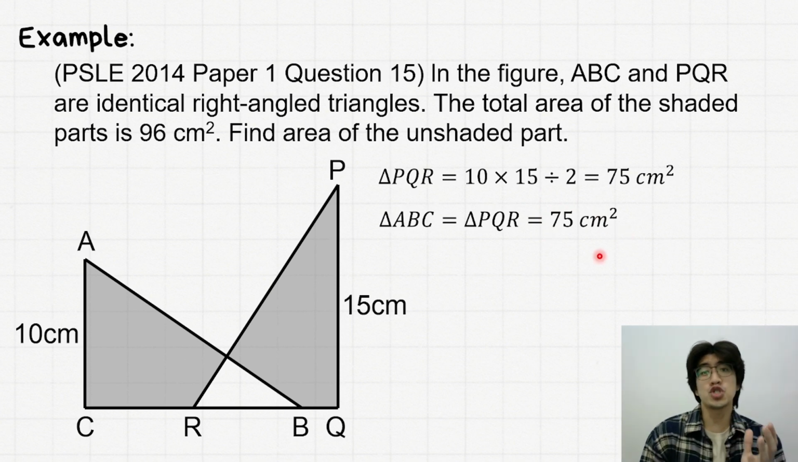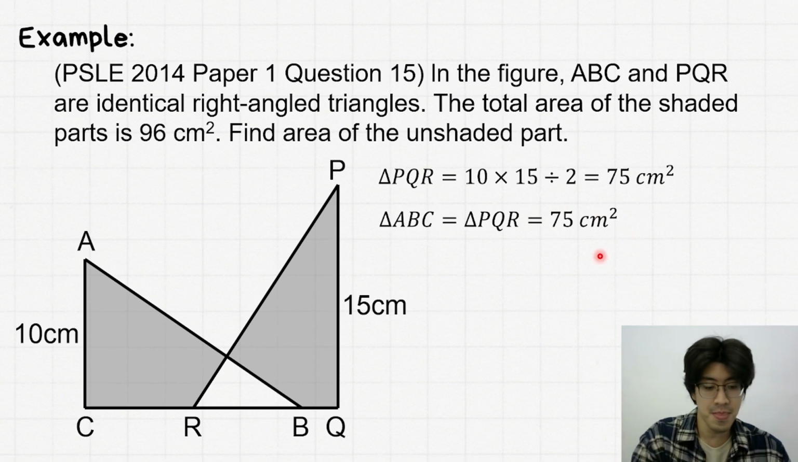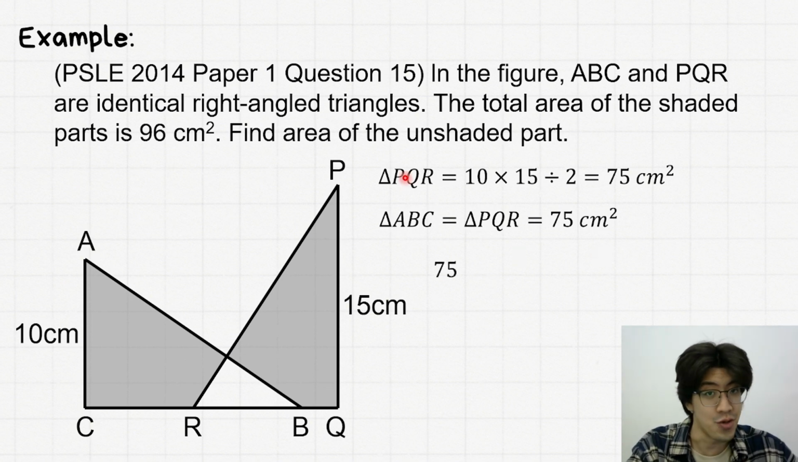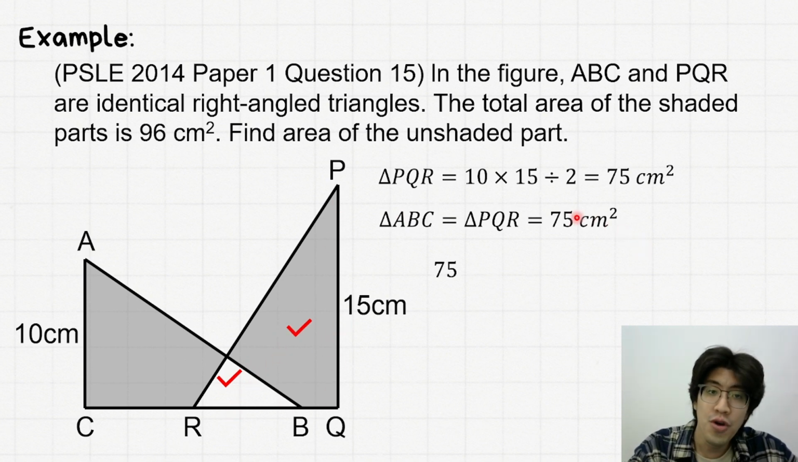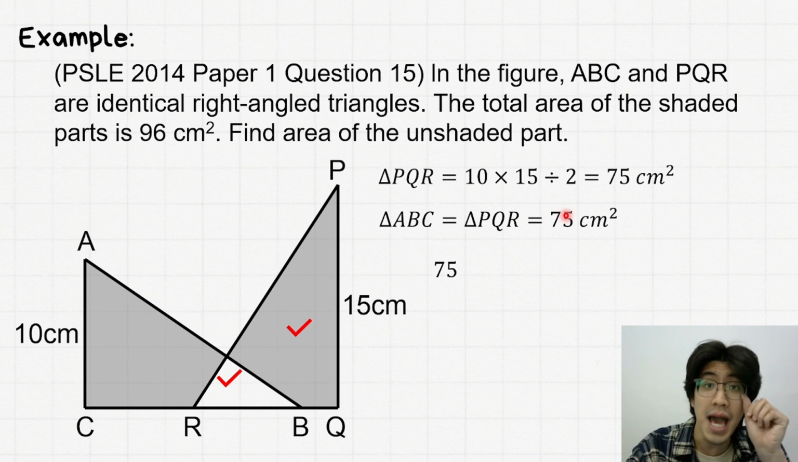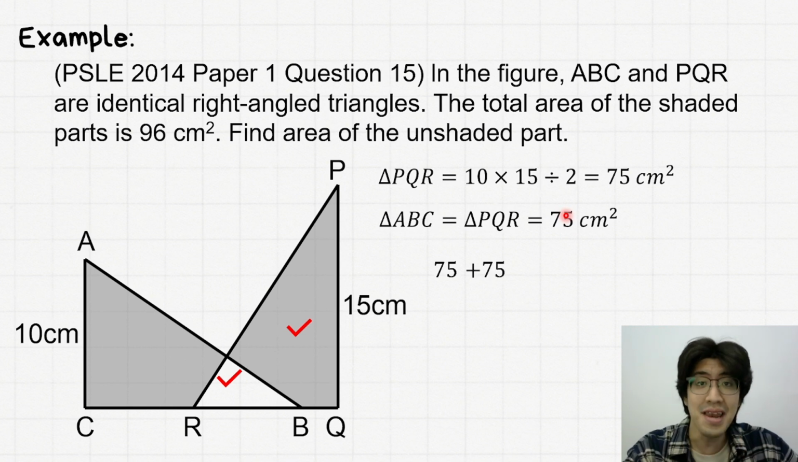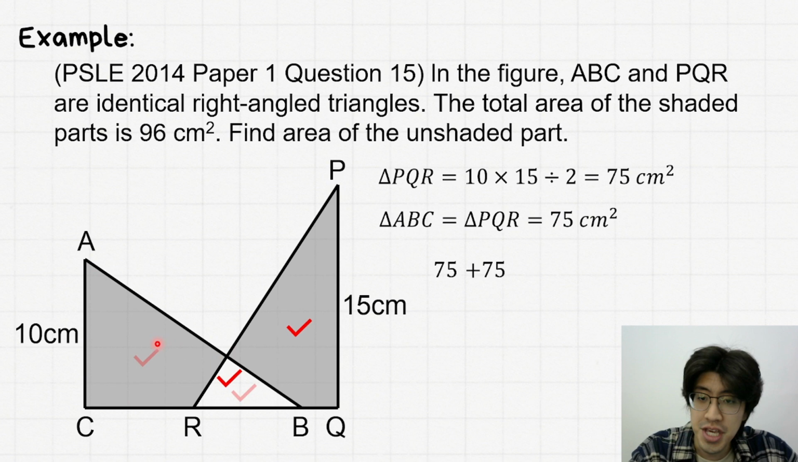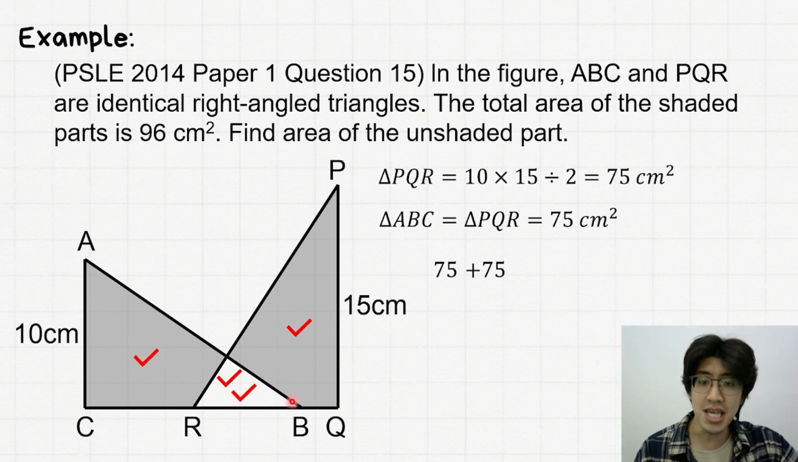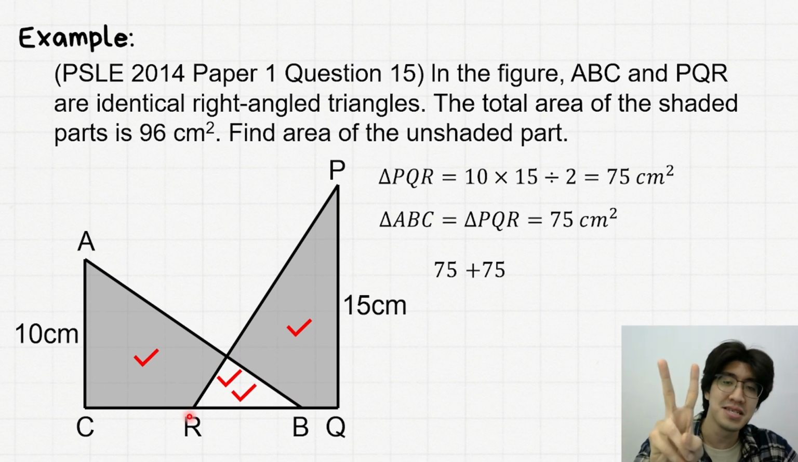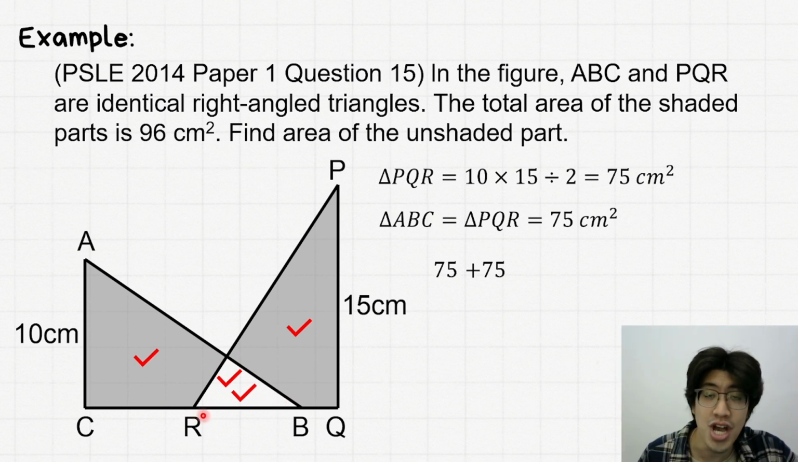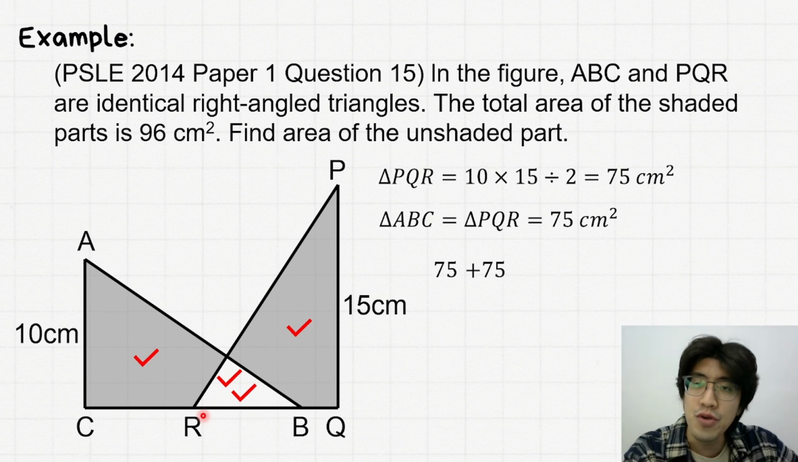Now let's see so far what these two areas tell me. With the first 75 from PQR, I have counted these two areas. Now, with the second 75, if I were to add this into my calculations, then I will add in this part over here and another unshaded part. So you can already see here I got two ticks, meaning I have counted this area how many times? Twice.